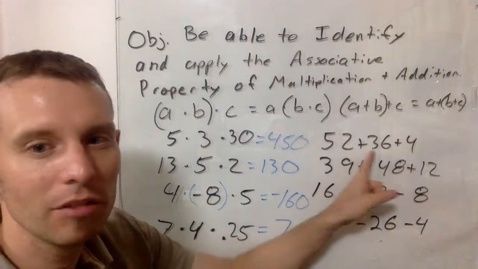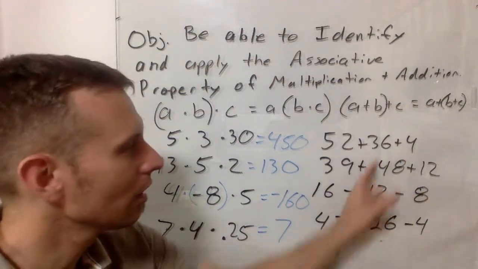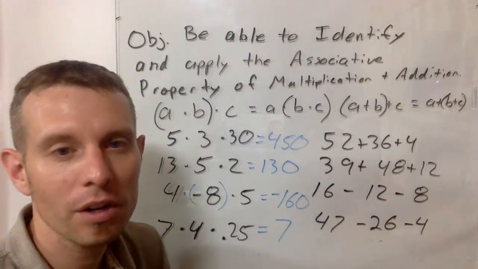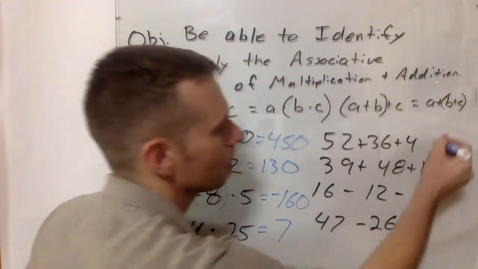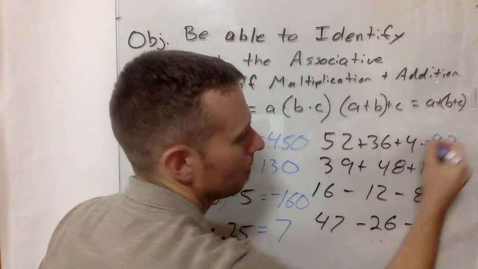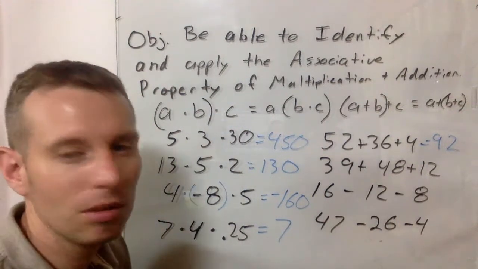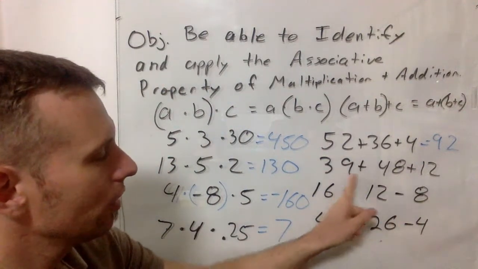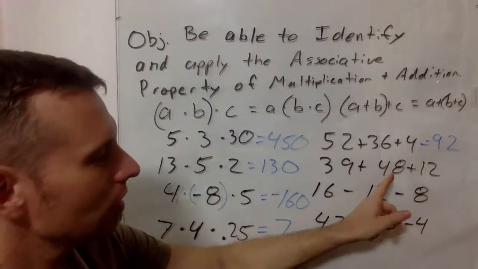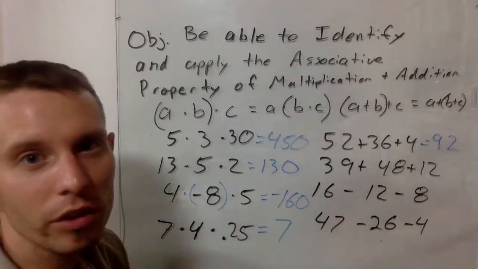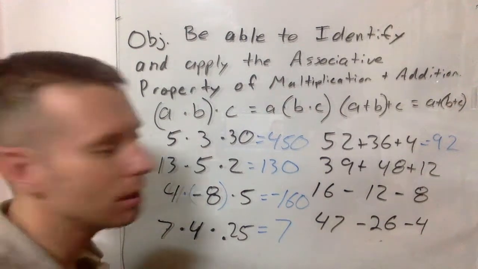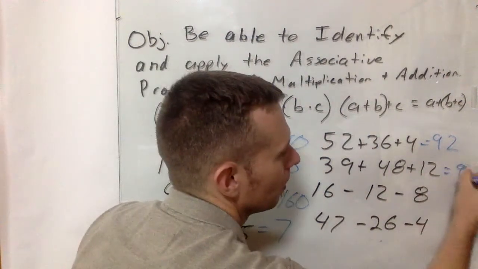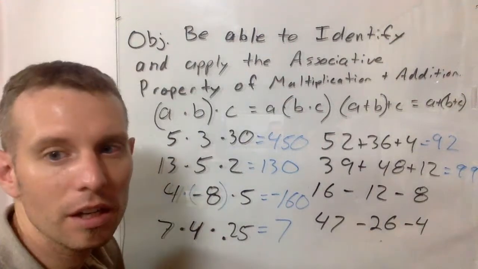Okay, 5 plus 36 plus 4. Let's do 36 plus 4. That gives us 40. 40 plus 52 seems like some pretty easy math to give us 92. 39 plus 48, that seems a little tricky. 48 plus 12, though, is 60, and 60 plus 39, most of us can do that in our head, is 99.